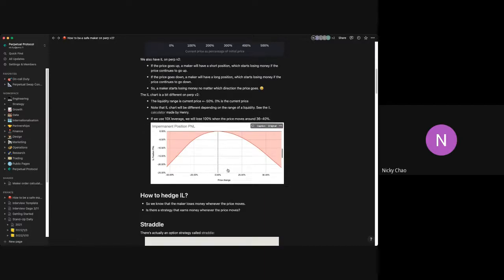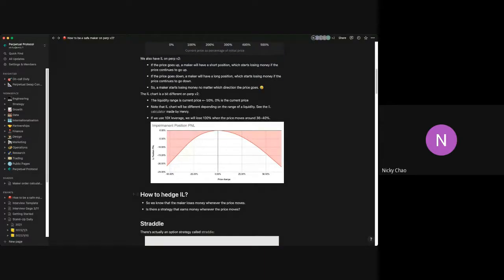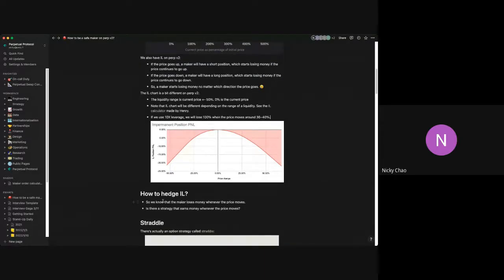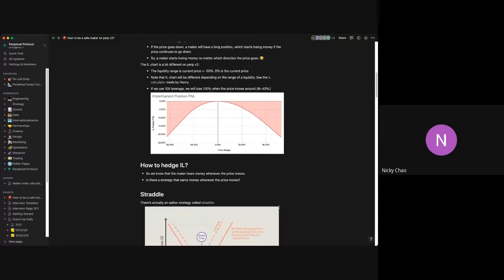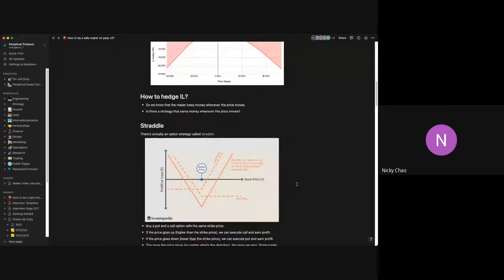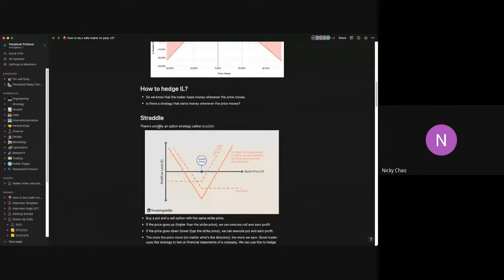Okay, so I'll continue. So how to hedge the impermanent loss? So we know that we basically lose money whenever the price moves, right? So we need to find another strategy that basically earns money whenever the price moves. So there's actually a strategy called Straddle in option.